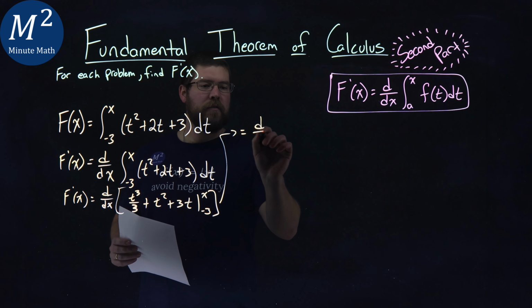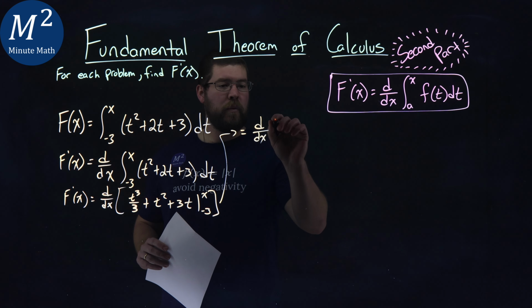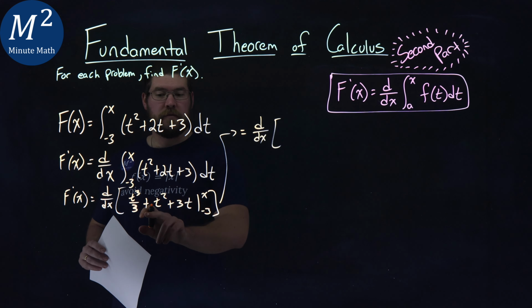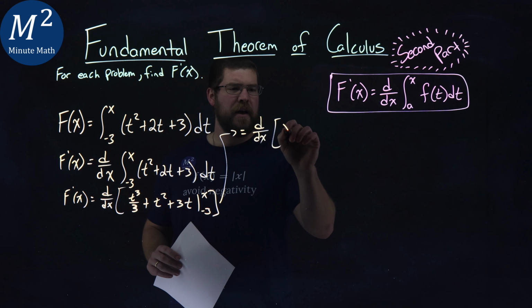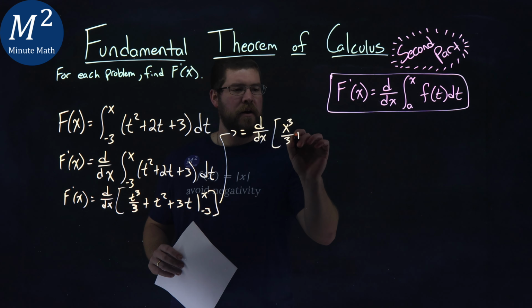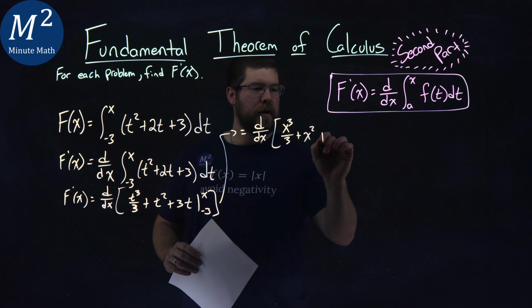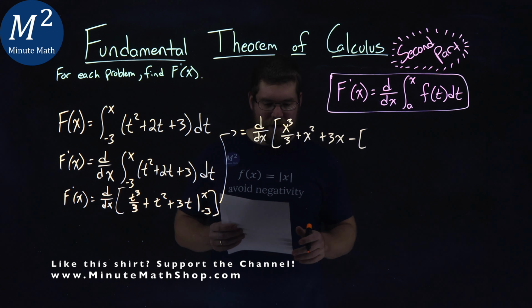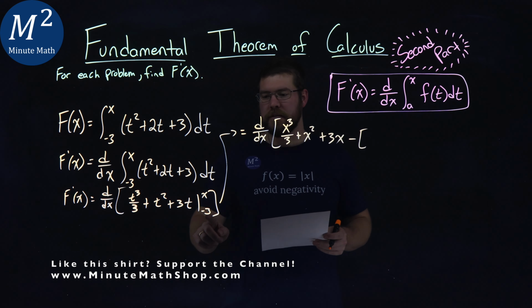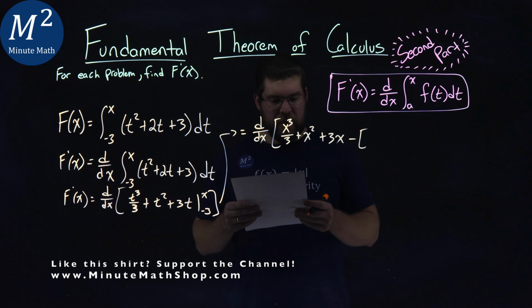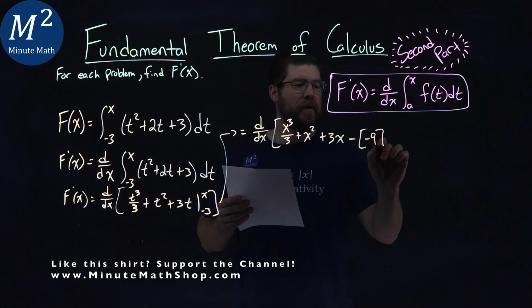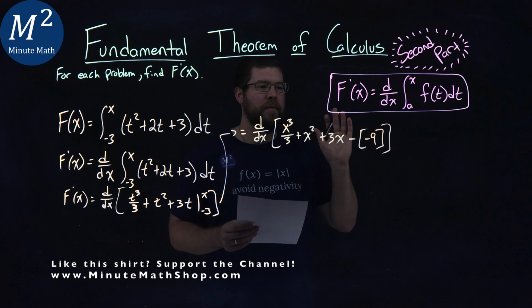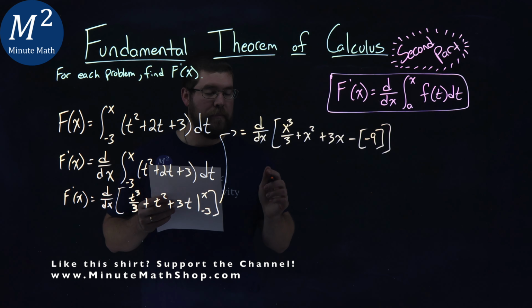Well, we still have d over dx. And what we need to do is plug in x for t first, so it kind of swaps it out: x to the third over 3 plus x squared plus 3x. Then we subtract when we plug -3 in for t, and that comes out to be -9 when you do that. Now, it doesn't really matter. You'll see in a moment how that kind of cancels out.